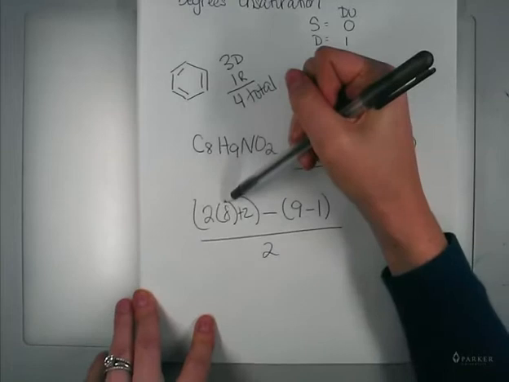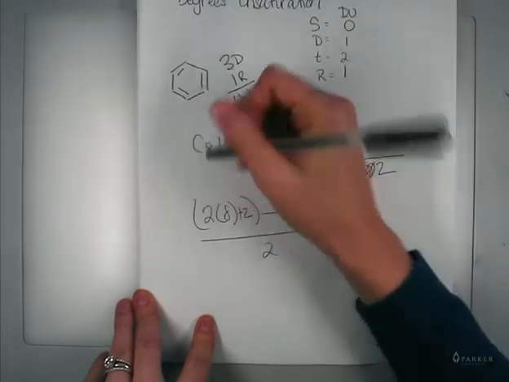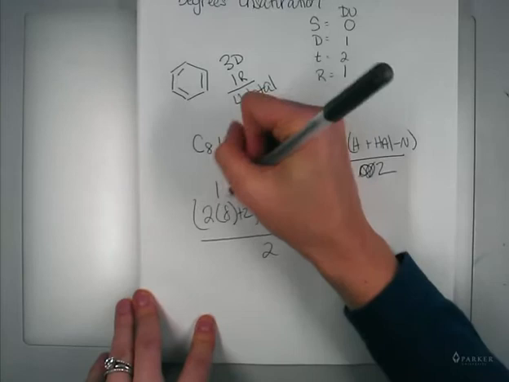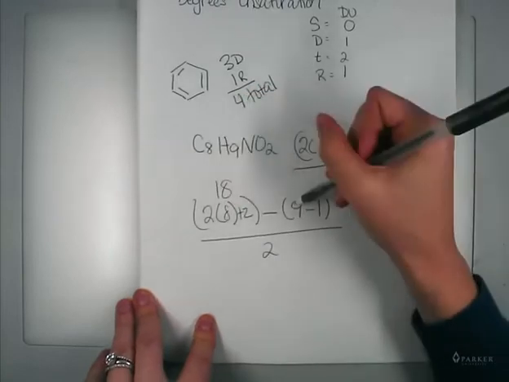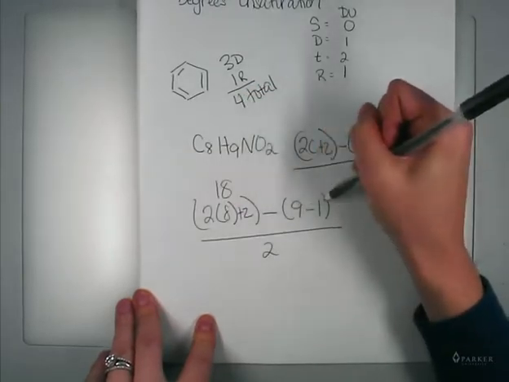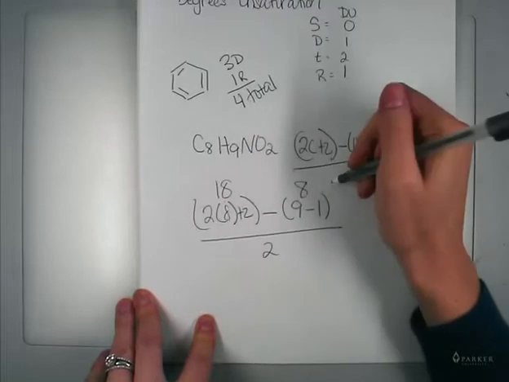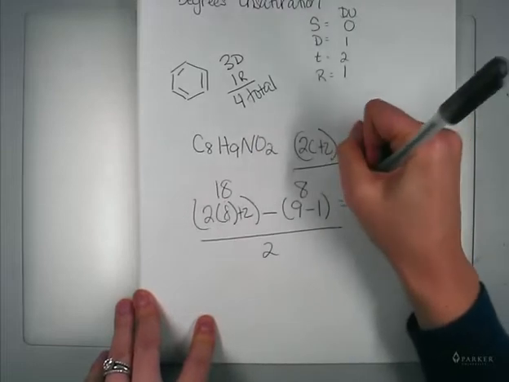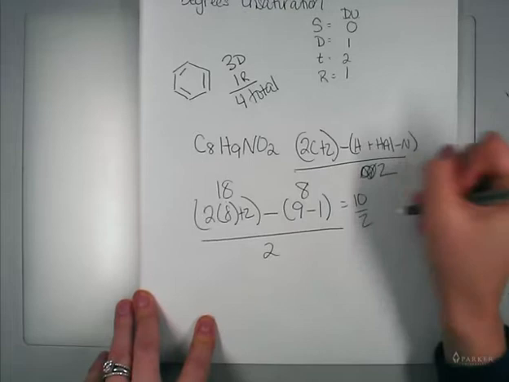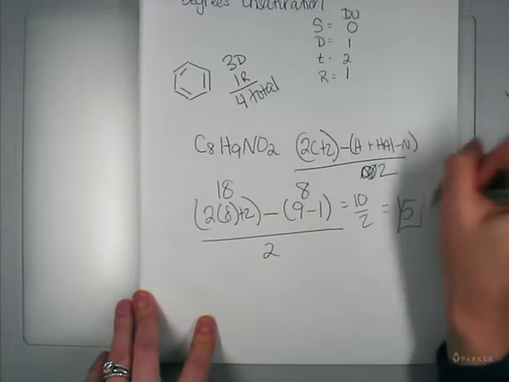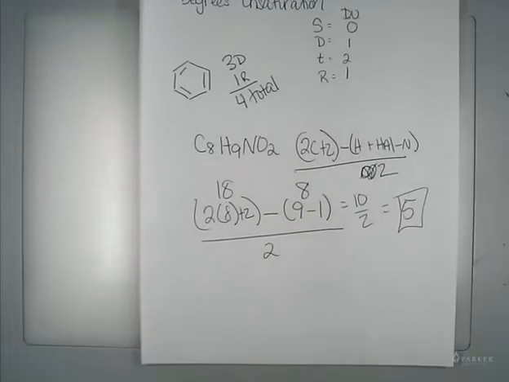2 times 8, 16 plus 2? 18. 9 minus 1? 8. 18 minus 8? 10, divided by 2? 5. So I could have you calculate it. So those are the 2 ways I could ask it.